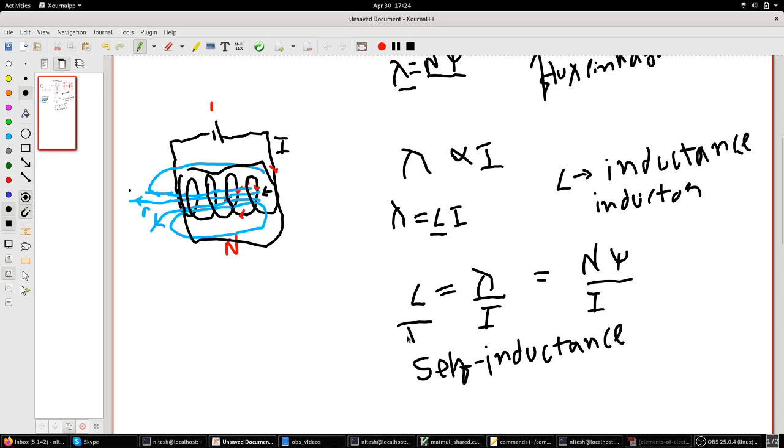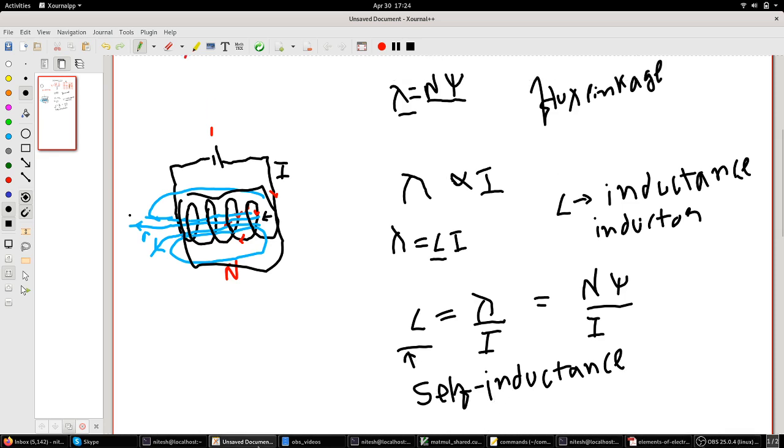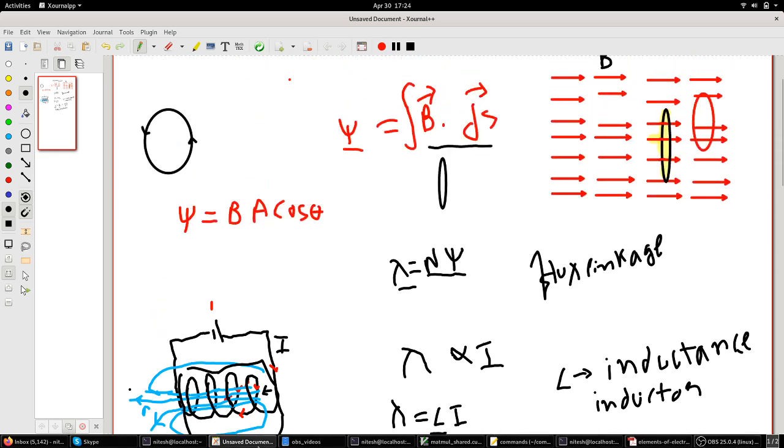This particular L is called the self-inductance. All this while, we have assumed that these turns are identical turns. The second assumption is that the circuit is placed in a linear medium.